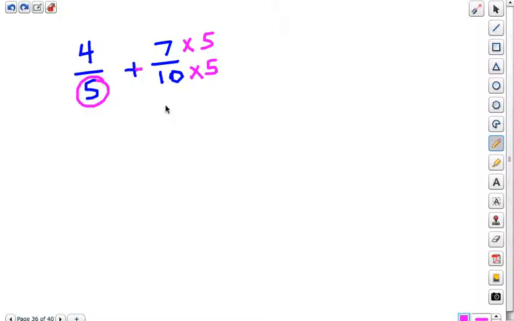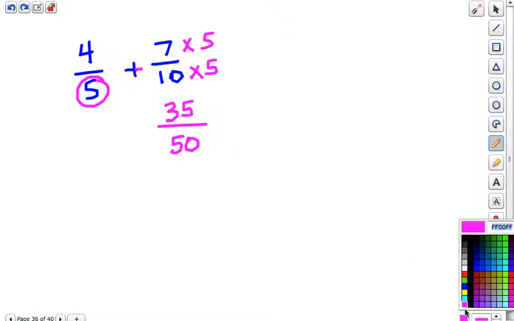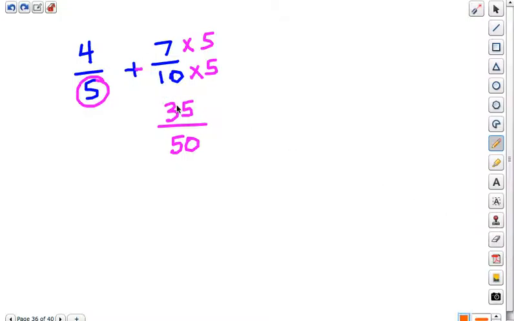When you do this, your numbers will get a little bit larger, but that's okay. You just may have to reduce a little bit more. So 7 times 5 is 35 over 50. And let's go ahead and take the second fraction's denominator and multiply that by the first fraction. We're going to take this 10 and multiply it by the 4/5. So 40 over 50. And you can see that both of these denominators are the same.